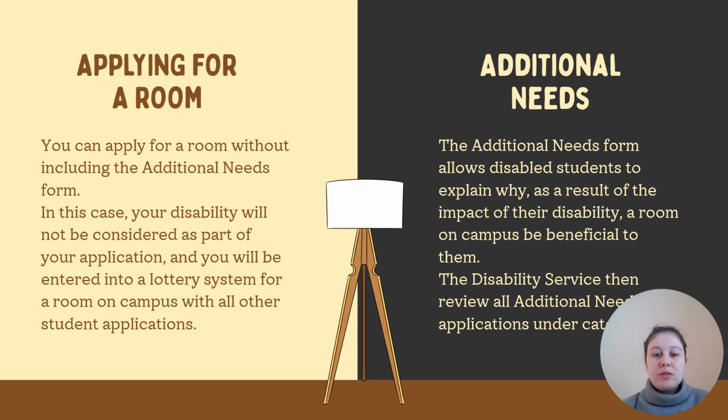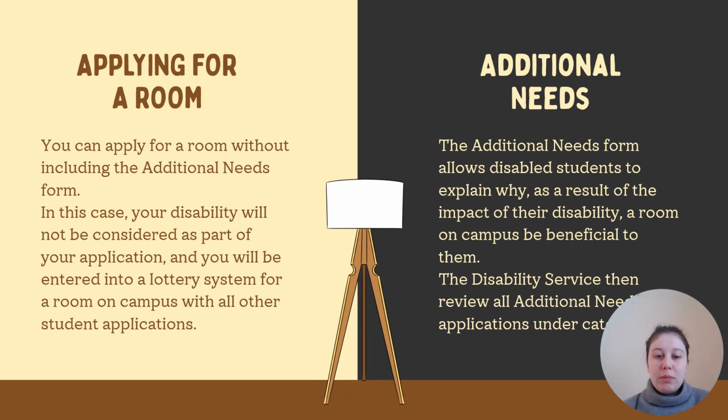The Disability Service will then review all additional needs applications under Category A. What I mean by Category A is when you're completing that online form for additional needs, you will be asked to put yourself into either Category A or Category B. Category A is for students registered with the Disability Service whose application they want assessed by the Disability Service.